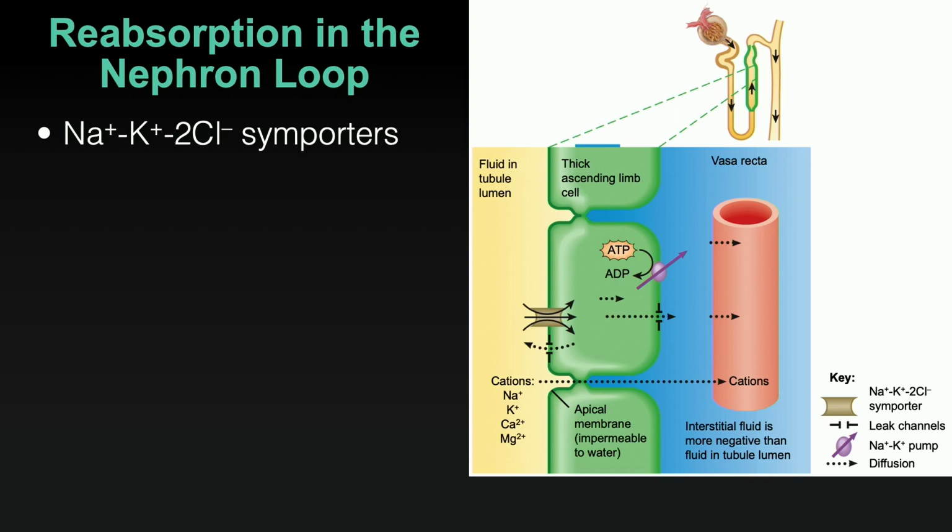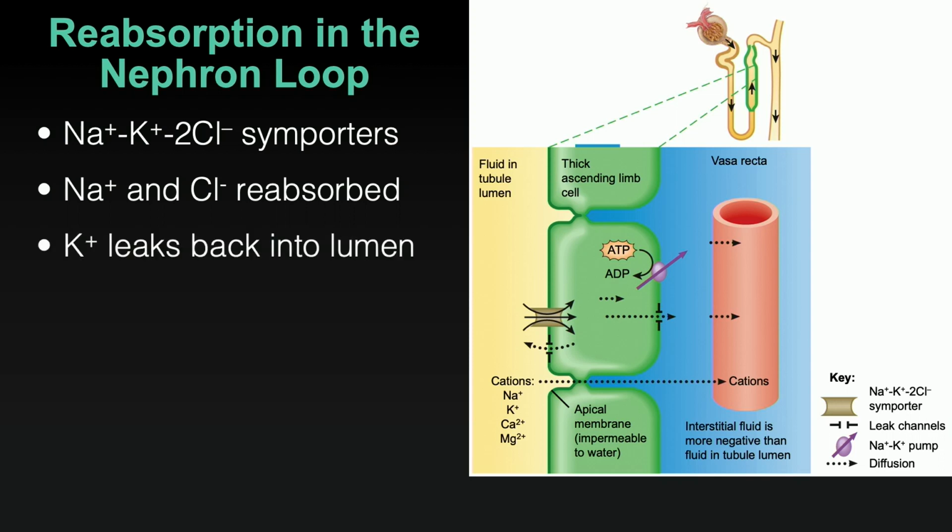A lot of things happen in unison together. Sodium, potassium, chloride, all moved out of the fluid and into the cells via one symporter, a sodium, potassium, chloride symporter. Sodium and chloride happen to be reabsorbed. Potassium is not. Potassium, it's weird, it's fickle.